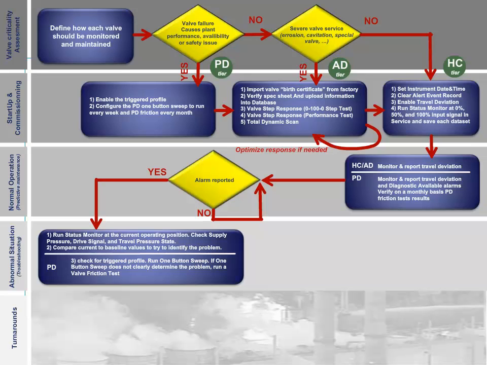1. Run status monitor at the current operating position. Check supply pressure, drive signal, and travel pressure state. 2. Compare current to baseline values to try to identify the problem. If instrument is PD, then 3. Check the triggered profile, run one button sweep. If one button sweep does not clearly determine the problem, run a valve friction test.